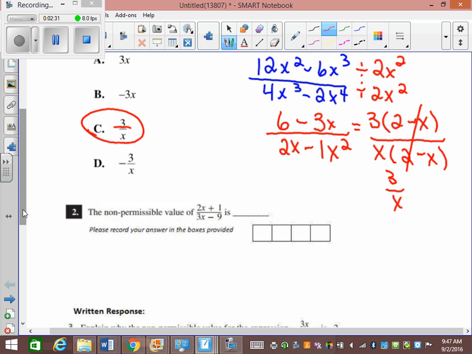The non-permissible value, 2x plus 1, 3x minus 9. So I could take a 3 out, and then I'd be left with x minus 3. If you didn't take the 3 out, that's not a big deal. You'll still get the same. So 3 can't equal 0, and then I have x minus 3 can't equal 0, x can't equal 3. You fill in the numeric response box, you fill in left to right, and only the amount of boxes you need. So you're not going to go 3.00, okay? All the boxes do not need to be filled in, and you have to fill in from left to right. If you fill in from right to left, they're not going to give it to you. Left to right, just like you read.